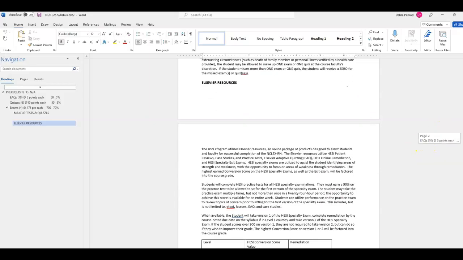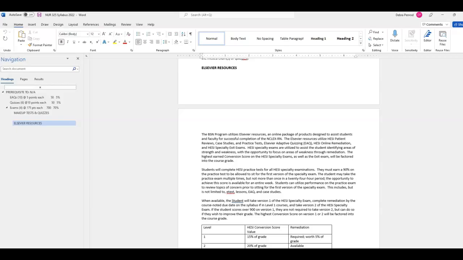Okay, now as we go down, then we look at the HESI specialty exams, the Elsevier resources. So you know that in week 13, you will, let me find where it says it in here.